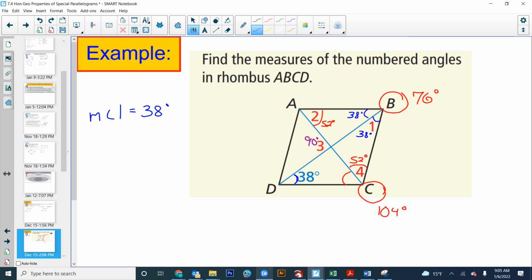Do you see how to work your way around the picture using the properties? But you have to know the properties. You have to know the properties. Now they call them theorems, that's fine. But I call them properties. They're the properties of rhombuses. Questions on that problem? We need to keep moving.